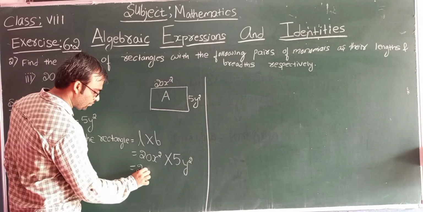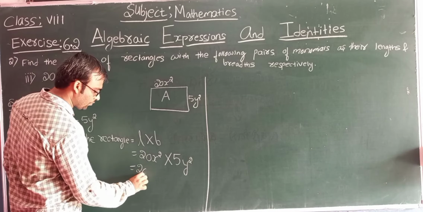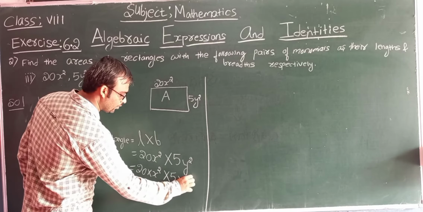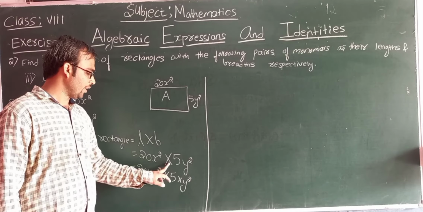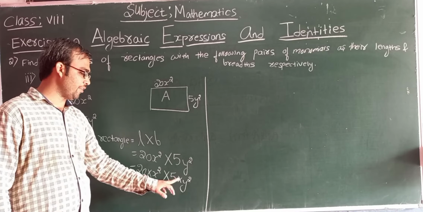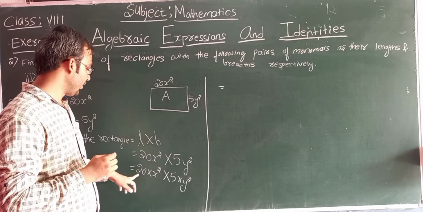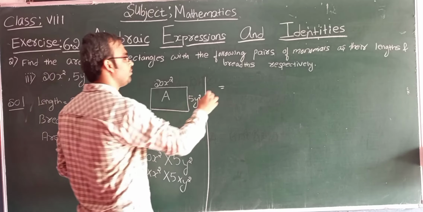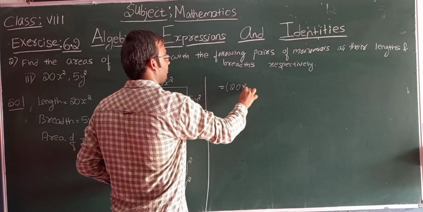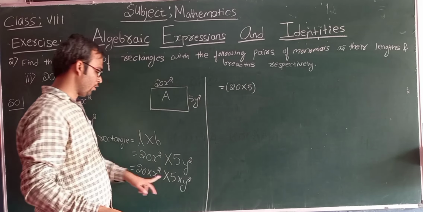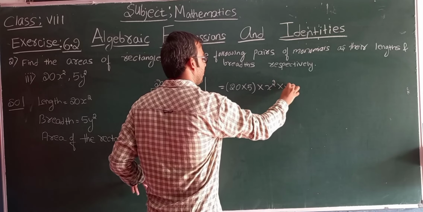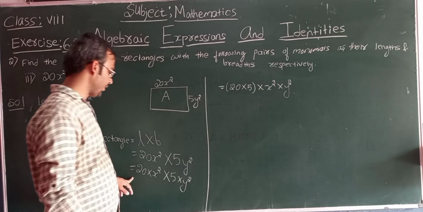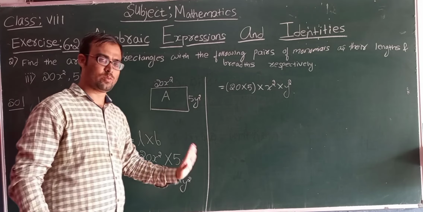See, 20 into x square can be rewritten, and 5 into y square. So 20x square can be written as 20 into x square, into 5y square written as 5 into y square. Now students, look here. You can group numbers one side, put the bracket, and write x square and y square, variables one side.